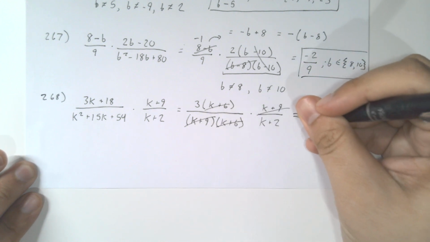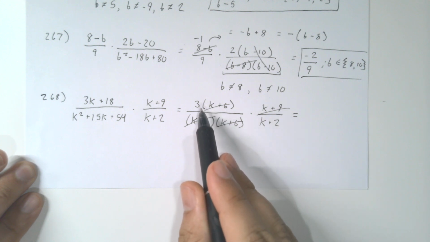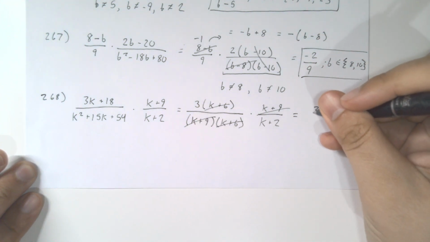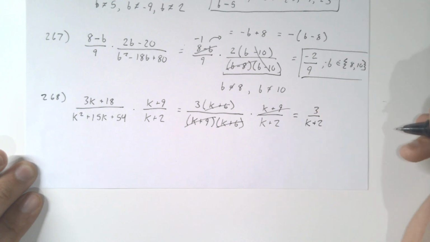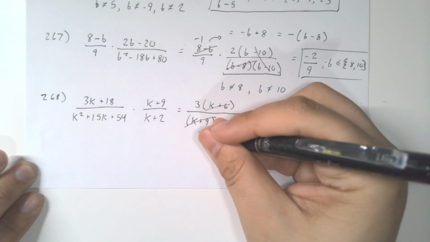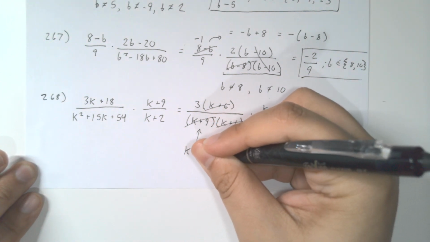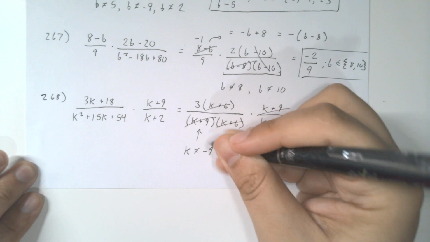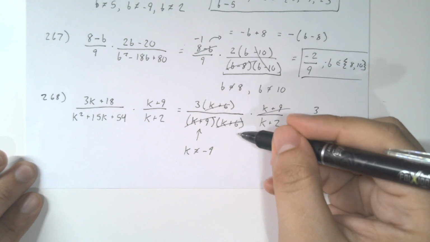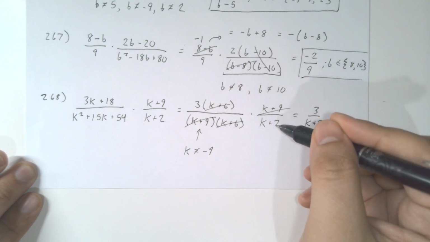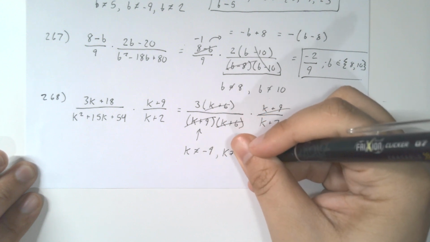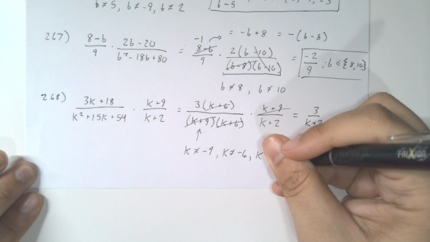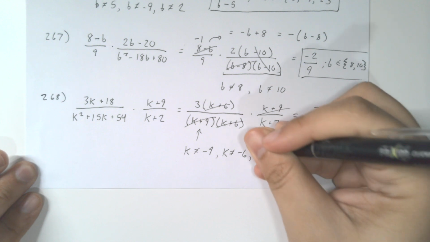All that leaves us with is a 3 in the numerator and a k plus 2 in the denominator. But what about our excluded values? Well, from here, k can't be equal to negative 9. Just got to flip the sign here. And we'll flip the signs on this positive 6 and this positive 2 here. That means that k won't be able to equal negative 6, and k can't be equal to negative 2.